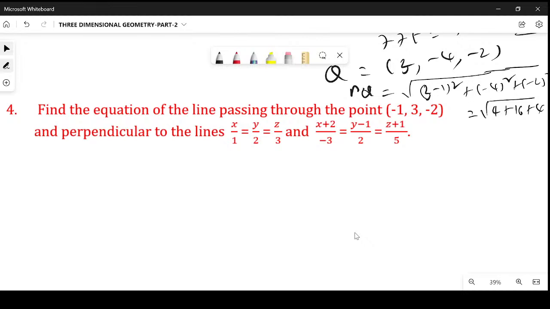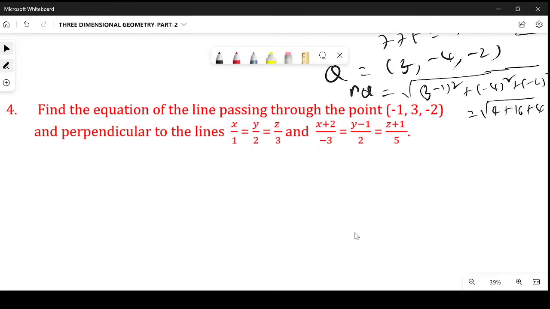Find the equation of the line passing through the point (-1, 3, -2) and perpendicular to the given lines. This is the important one. So you can check that here. You should be passing through the point.